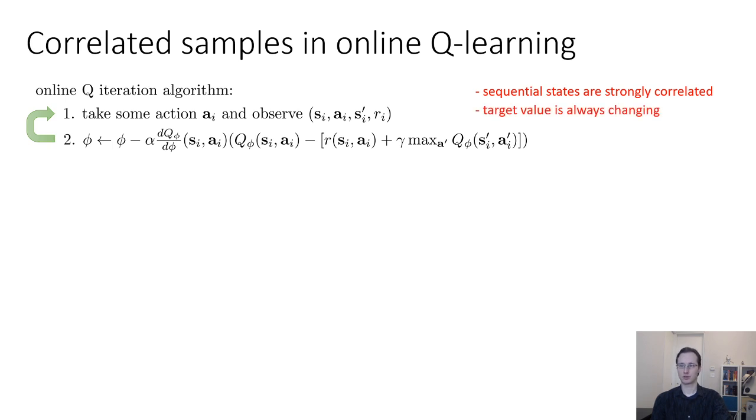And your target values are always changing, so even though your optimization procedure looks like supervised regression, in a sense, it's kind of chasing its own tail. It's trying to catch up to itself and then changing out from under itself, and the gradient doesn't account for this change.